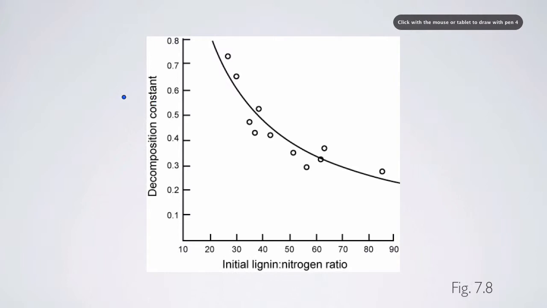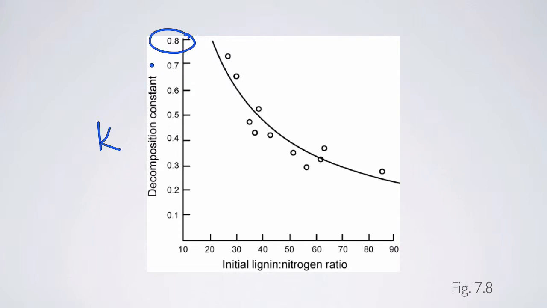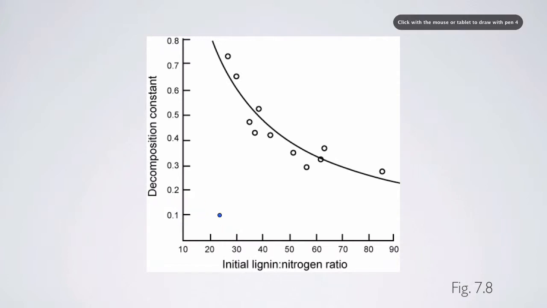On the y-axis, we have our decomposition constant, and those are K values. So again, a K value of 0.8 means that you're going to have a relatively fast decomposition and a high exponential decline in mass over time, and 0.1 means that it's going to be relatively slow decomposition, a slow exponential decline. So when you take a look at the pattern, it's those litters that have a low lignin to nitrogen ratio, so a lot of nitrogen relative to lignin, that decompose relatively quickly. And those that have a relatively high ratio of lignin to nitrogen have a relatively low decomposition constant. They don't lose a lot of mass per unit time.